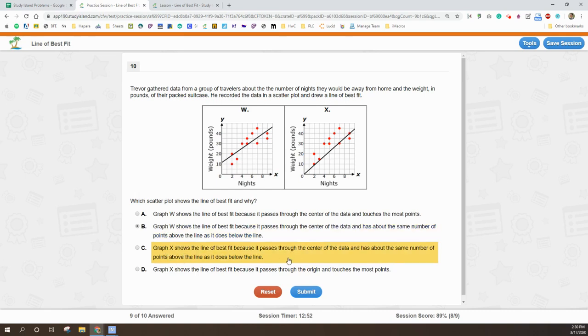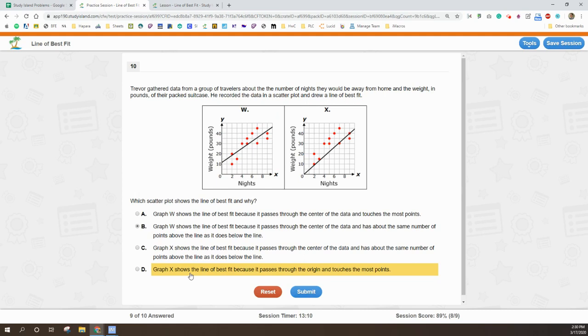What does C say? It says, graph X shows the line of best fit because it passes through the center of the data and has about the same number of points above the line as it does below the line. Well, that would be true except for the line doesn't actually do that. It doesn't go through the center, and it's got way more data points on one side of the line than it does on the other. So that's not a good answer.